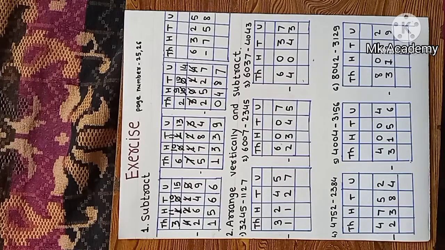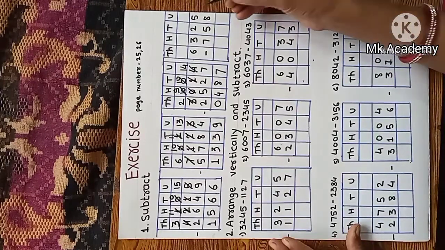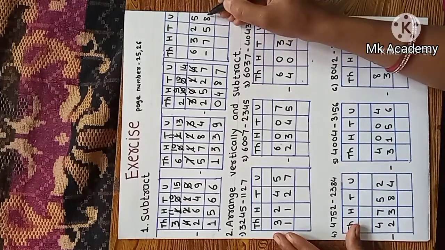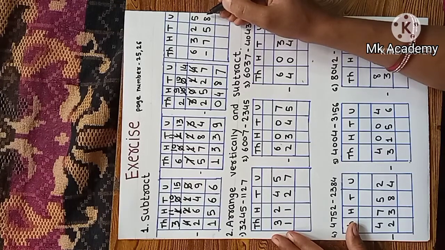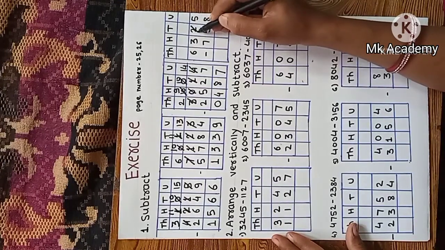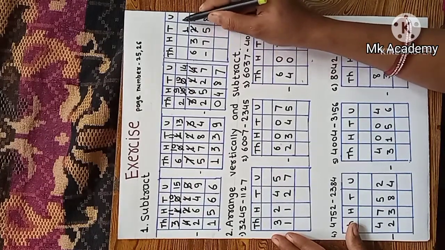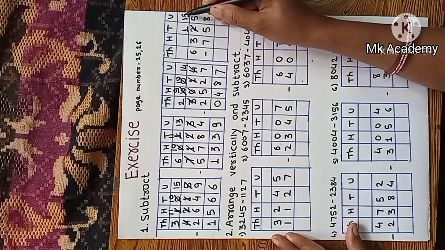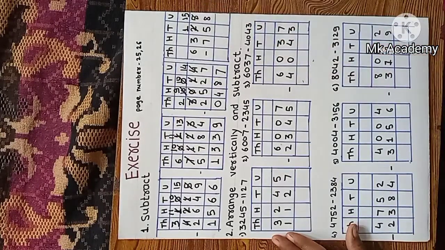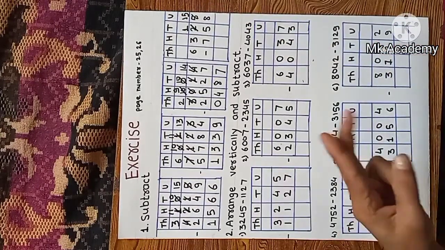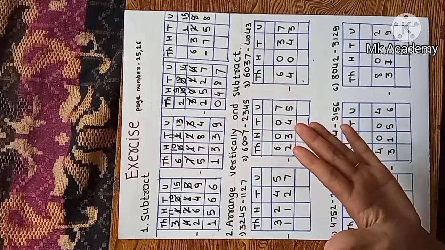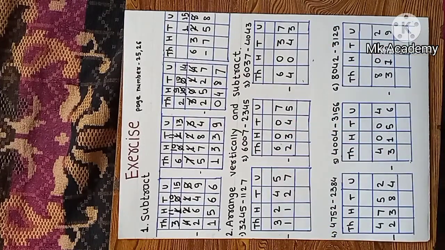Now next example, 6325 minus 758. Start from the unit place. 5 units minus 8 units is not possible. We can borrow from the tens. Here 2 tens, we borrow 1 tens. How many tens remaining? 1. And here we get 15 units. 15 units minus 8 units. How many units remaining? 9, 10, 11, 12, 13, 14, 15. 7.